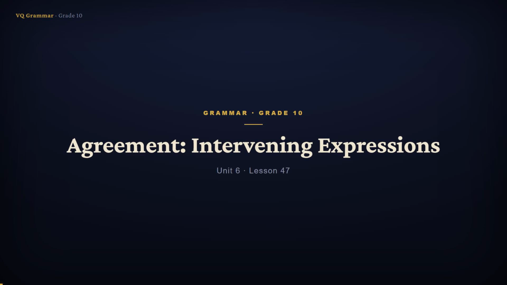This is Unit 6, Lesson 47, and today English tries one of its favorite tricks on you. It slides a whole phrase in between the subject and the verb, a phrase that sounds like it is adding more people to the sentence. Your ear hears the extra names, reaches for a plural verb, and walks straight into the trap. By the end of today, you will know exactly why that phrase has no power over the verb at all, and you will have one simple move that makes it vanish. Let us get into it.